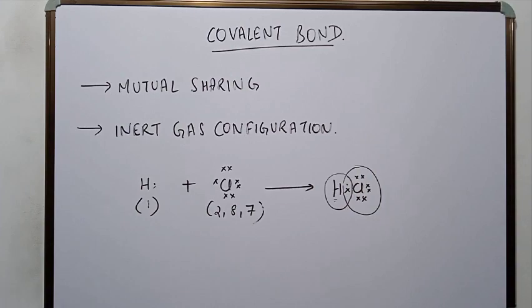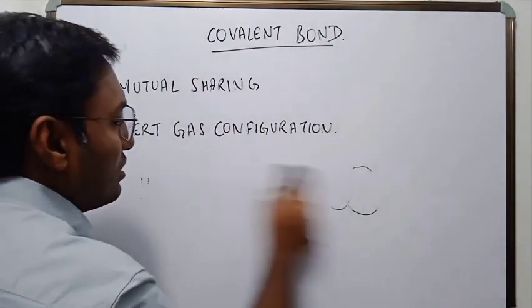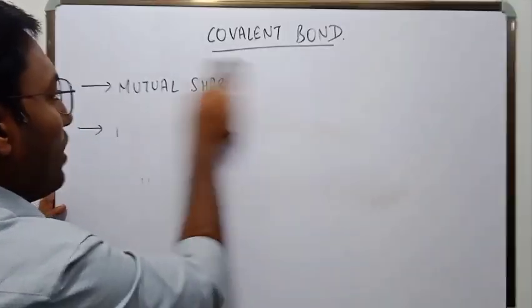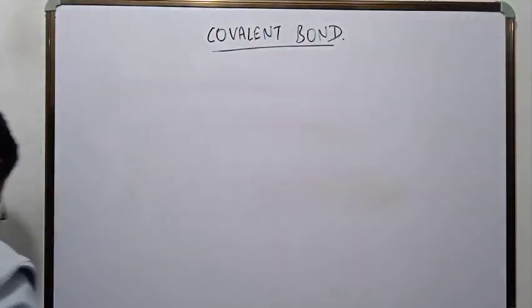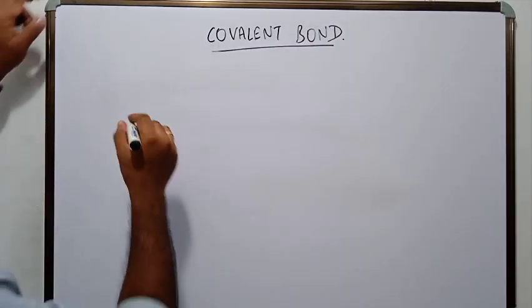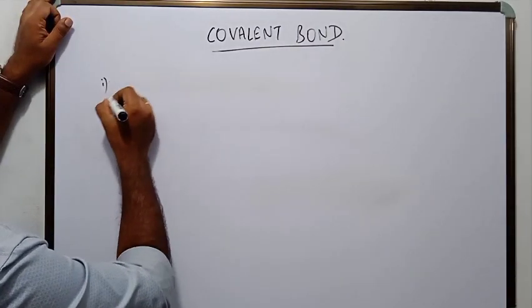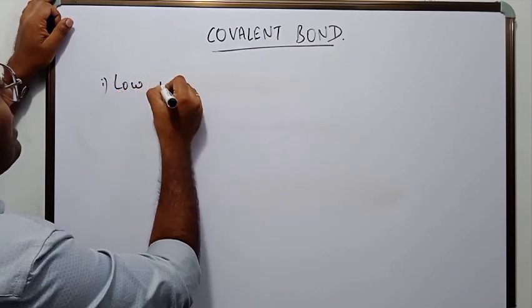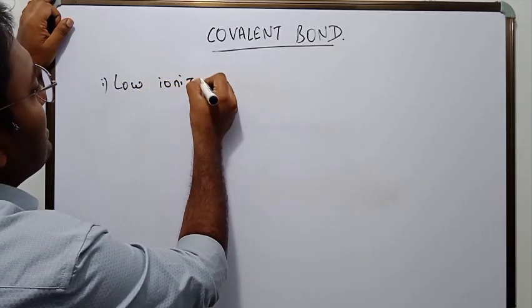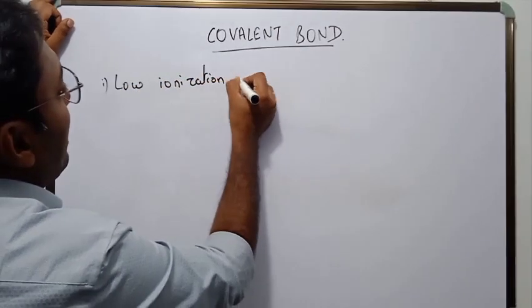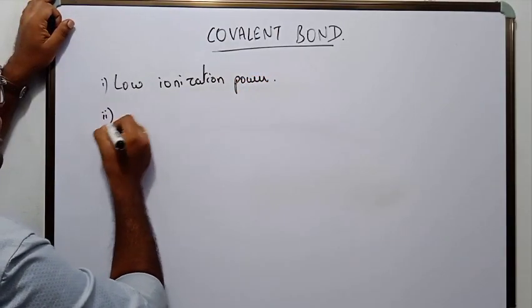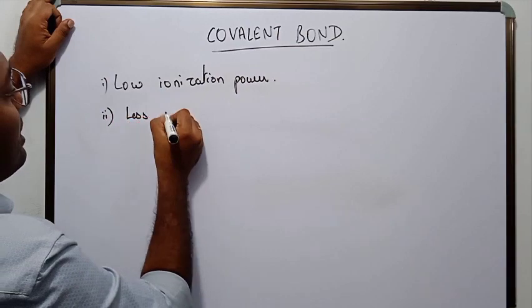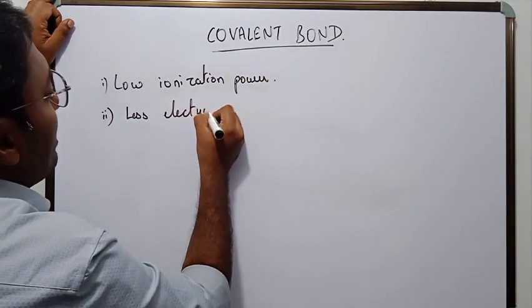Now, another point that I wanted to discuss is what kind of atoms go for covalent bonding. There are two criteria. Number one, the atoms should have low ionization energy, and number two, they should also have low electron affinity.